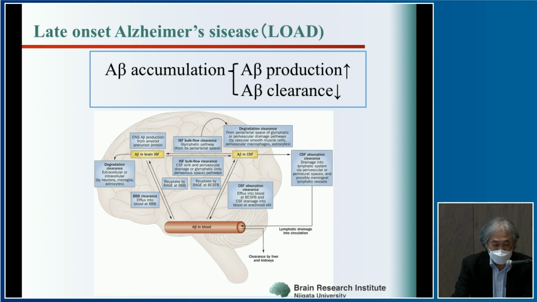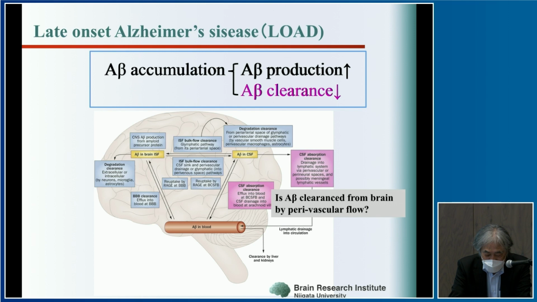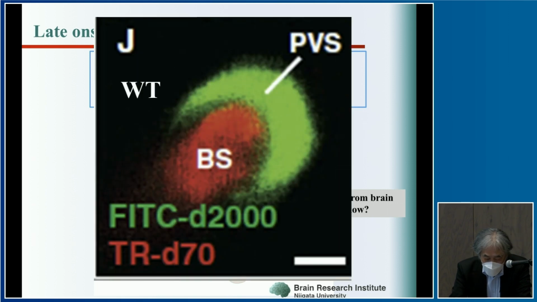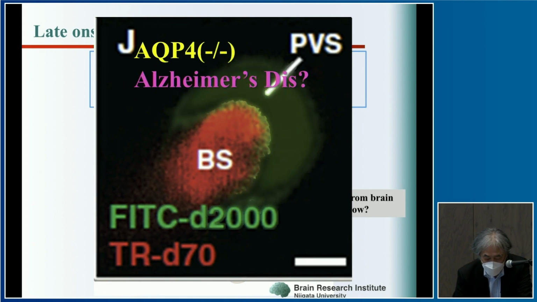So the story changes a little bit. Amyloid beta peptides are continuously produced during neuronal activity, and their clearance from the brain parenchyma is central to the pathogenesis of late onset Alzheimer's disease. We hypothesized that amyloid beta is cleared through the so-called glymphatic system, and impaired clearance of amyloid beta along the perivascular space due to reduced water dynamics could promote its aggregation.